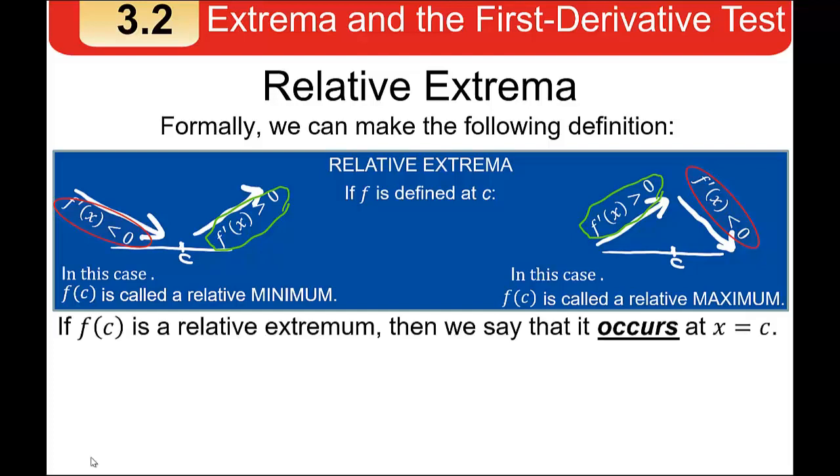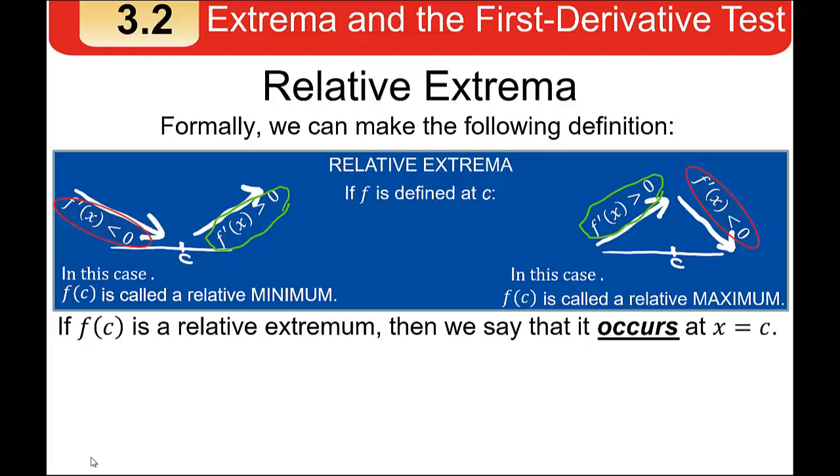A lot of this is vocabulary too. The maxes and mins, the relative maxes and mins taken together can be called relative extrema. If you have a single one of them, you can call it an extremum. So if f of c is a relative extremum, meaning it's either a relative max or relative min, then we say that the extremum occurs at x equals c.